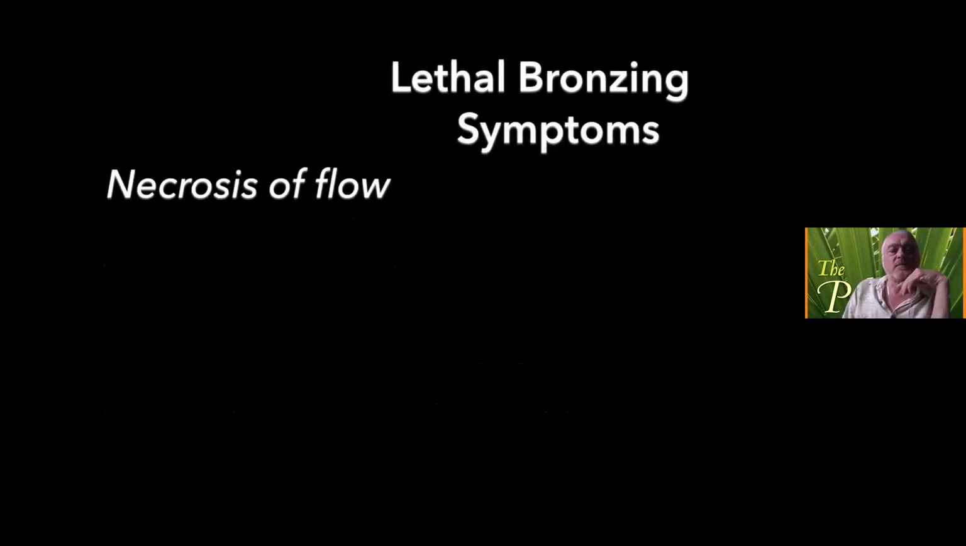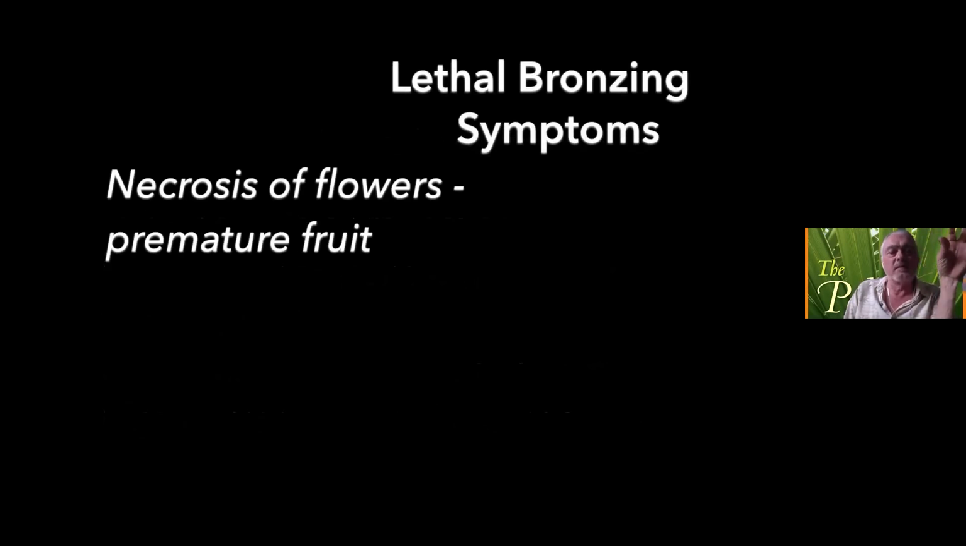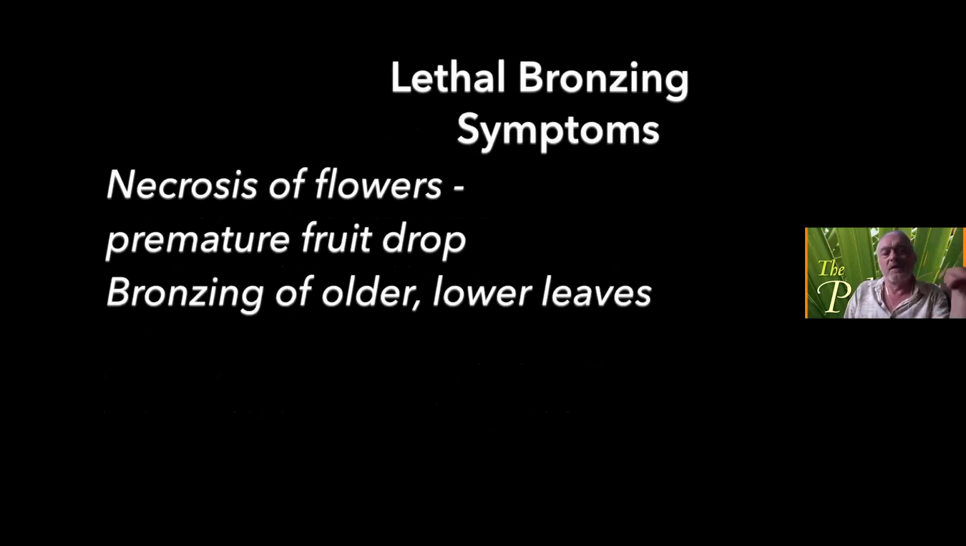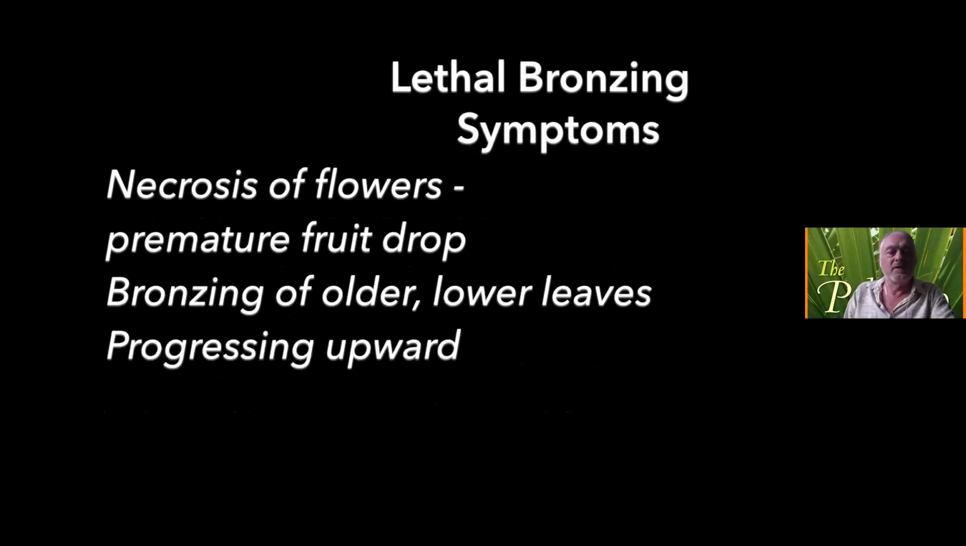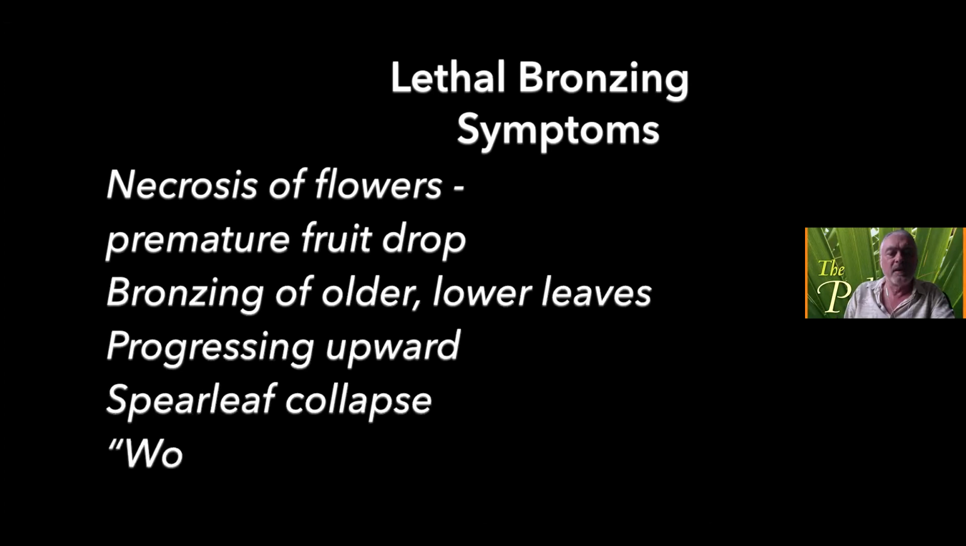So the symptoms, it starts with necrosis of the flowers. The flowers will die, and then the premature fruit drop. If somebody's pruned off all your flowers and fruit, you're not going to notice that. But then the next stage you'll see is the bronzing of the older lower leaves, and that works its way up the tree. Eventually the spear leaf, which is the central newest upright leaf, will collapse. And then you're in what he calls the woodpecker phase.